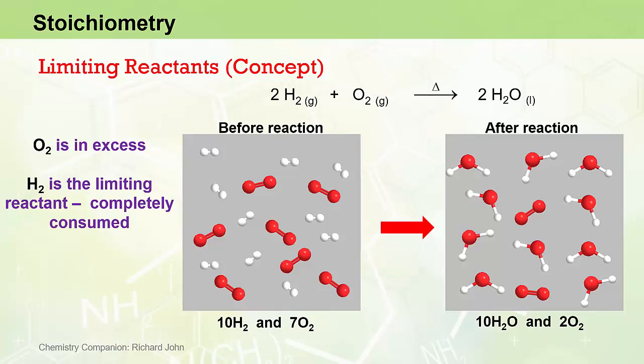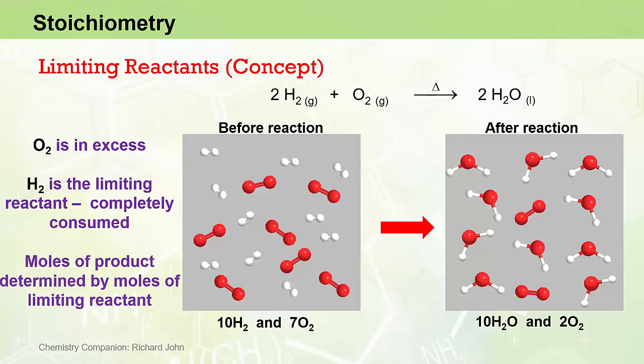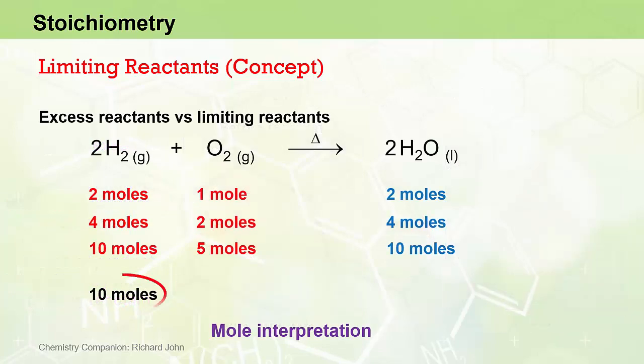It is important that we identify which reactant is going to run out first, or which reactant is the limiting reactant, because the moles of product, in this case water, will always be determined by the starting moles of the limiting reactant. So our 10 moles of hydrogen plus our 7 moles of oxygen will still produce our 10 moles of water, and that's because the oxygen was considered to be in excess. The limiting reactant in this scenario was hydrogen, and the moles of product are therefore determined by the starting moles of hydrogen. Let's change the scenario slightly.